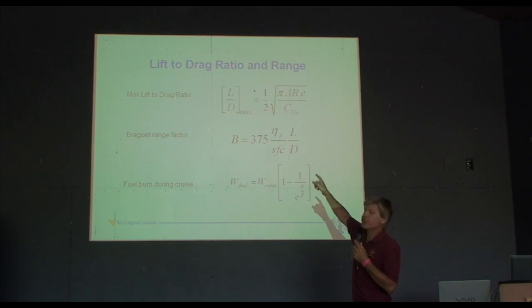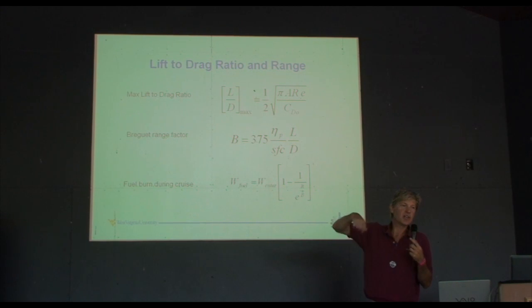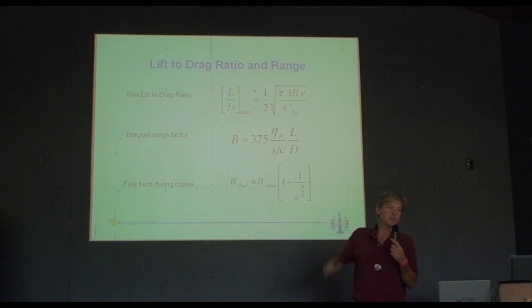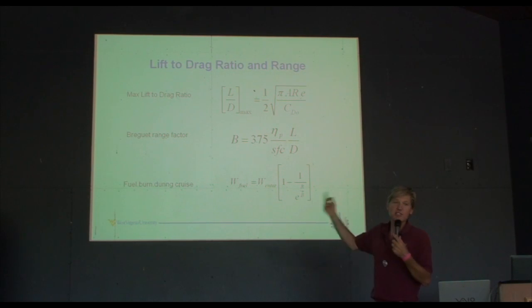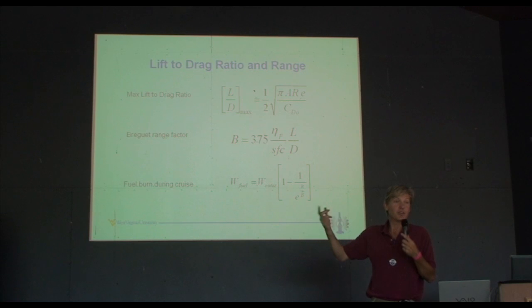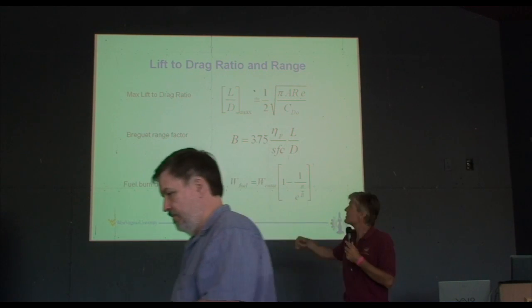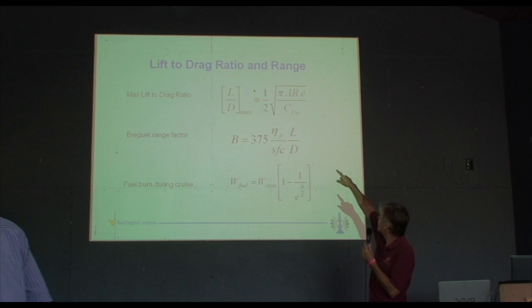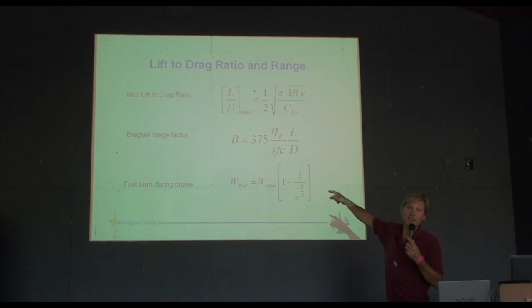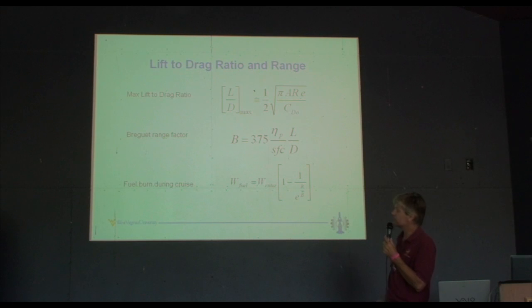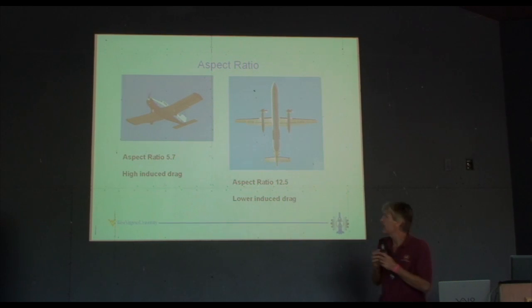And eta P. Engineers, we love Greek symbols more than the US symbols, so that's eta P. That's the efficiency of the propeller. Put a really poor prop on your airplane, it's not going to do very well. So that shows up. And then, of course, our friend, L over D, the lift-to-drag ratio, huge. Very important. So anyway, those are some really important equations.